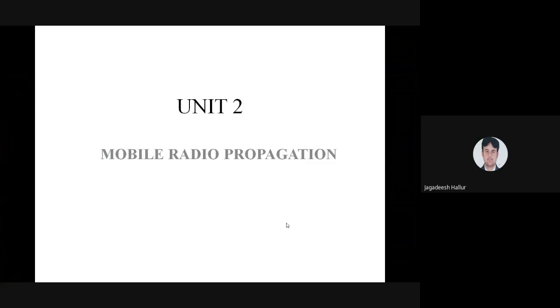Okay. Unit number 2 is mobile radio propagation. The mobile radio propagation is nothing but the different propagation effects: propagation of light, propagation of sound, and propagation of waves. In this unit, the most important points are two derivations. Those two derivations are very, very important.